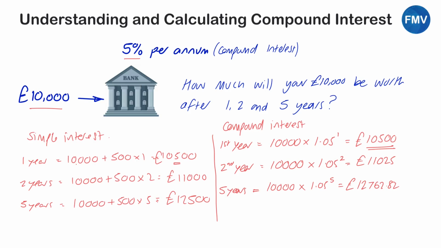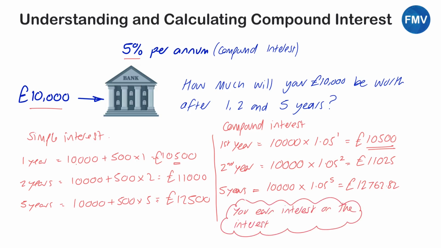So let's have a little look at the difference between compound interest and simple interest. If you left your money in for 5 years with compound interest, you get £12,762. If you leave it with simple interest, you get over £260 less than you would have got with compound interest. Now imagine what happens after 10 years, 20 years and so on. So you can see that compound interest allows you to earn money on the interest that you'd earned previously. So there's the difference with compound interest. You earn interest on the interest.